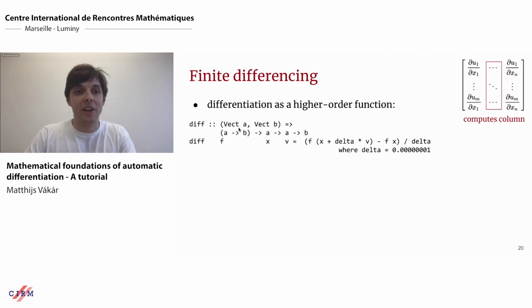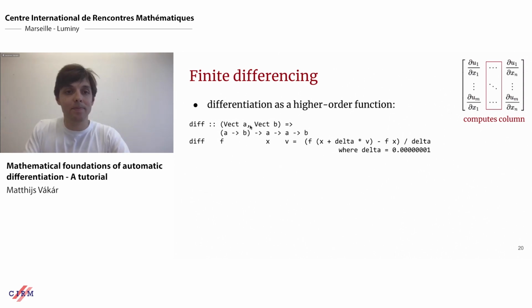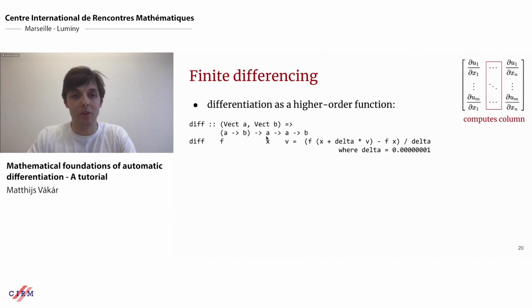You should read this as: differentiation is a function that takes a function from A to B, where A and B are sort of vector spaces, so things on which we can add and do scalar multiplication. And it produces a function from A to B, where the first A you should think about as a primal input to A, so just a regular function input. The second A you should think about as a tangent vector at the input.